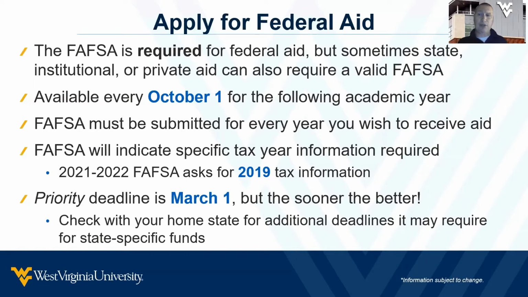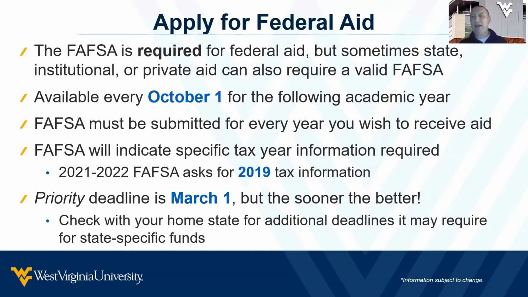So for example, this year, 2021, is for aid that's received during the fall of 2020, spring of 2021, and summer of 2021. So make sure when you're completing those FAFSAs, you're aware of the aid year that it applies to. It will also indicate specific tax years. So be aware that it asks for two years past of tax information, your 1040 or W-2. For example, with the 21-22 FAFSA, you're looking at records from 2019.